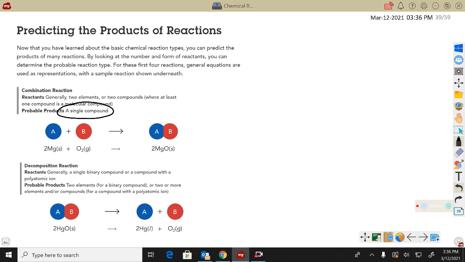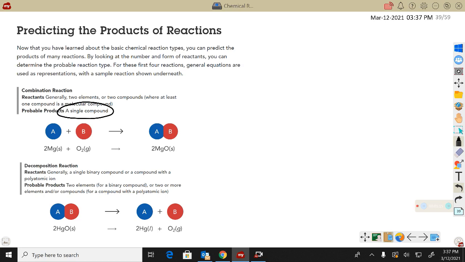There's one single compound on the product side. Now, technically, a synthesis or combination could also be like small compounds that join to make one bigger compound, but sometimes then it's a little harder to predict the identity of that compound. So we'll stick to combination reactions that look really similar to this, where if you've got two elements, you're just going to join them to make a compound.